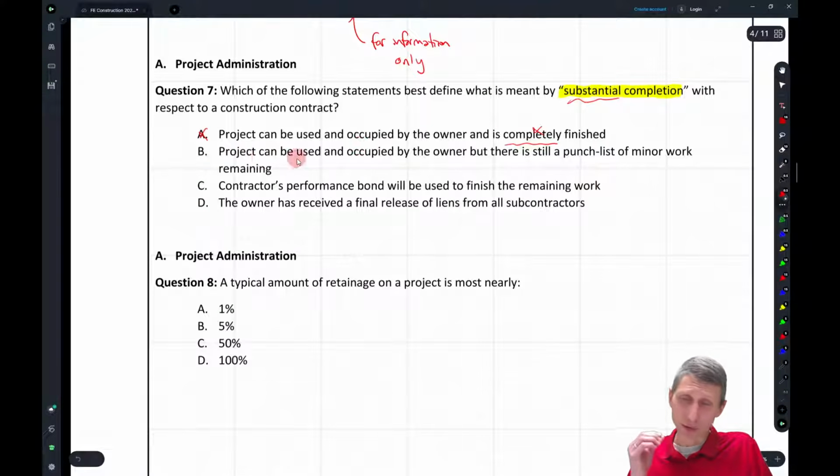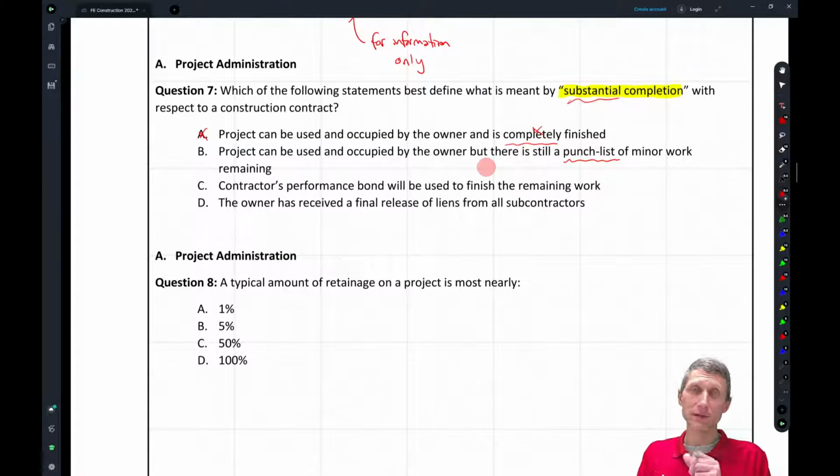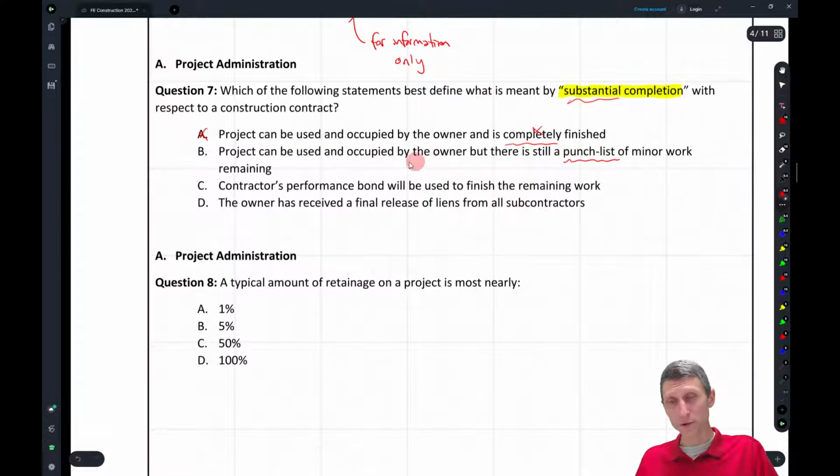This one I do like. So the project can be used and occupied by the owner, but there's still a punch list of minor work remaining. What's that punch list? Typically it's minor things. So I just went to my doctor's office recently and they just moved into a new facility. When I got there, they said, hey, this is our first day here. At their counter, you could see the hardy board, it wasn't complete. I knew they were going to put tile in, but the tile wasn't done. Something like that could go on a punch list because it doesn't impact the safety of the occupancy. It's kind of a cosmetic thing that needs to get fixed, but it doesn't prohibit the owner from using that space.